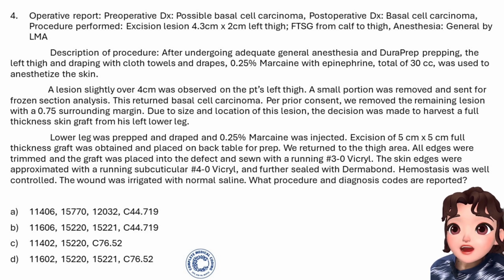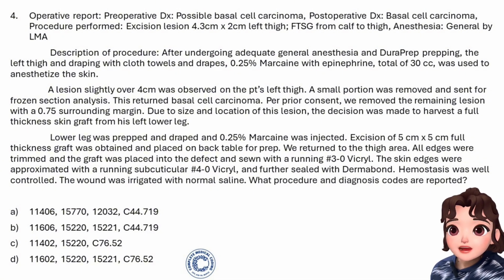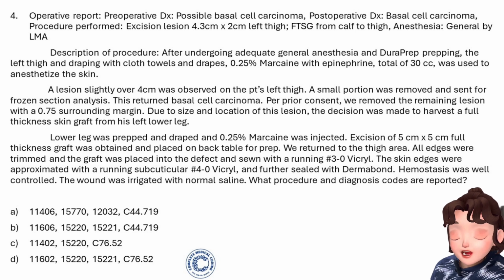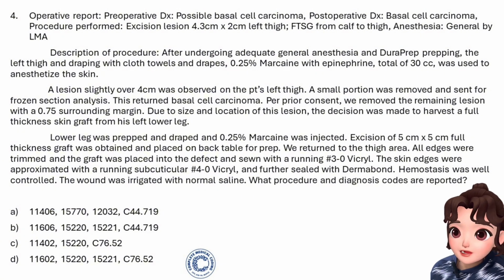So what is in option B? 11606. What is 11606? 11606 represents excision of malignant lesion, including margins, trunk, arms or legs, excised diameter over 4 cm. Yes, this is 4 cm. This is a malignant lesion. Basal cell carcinoma is a kind of malignant only, but still let's check the other CPT codes.